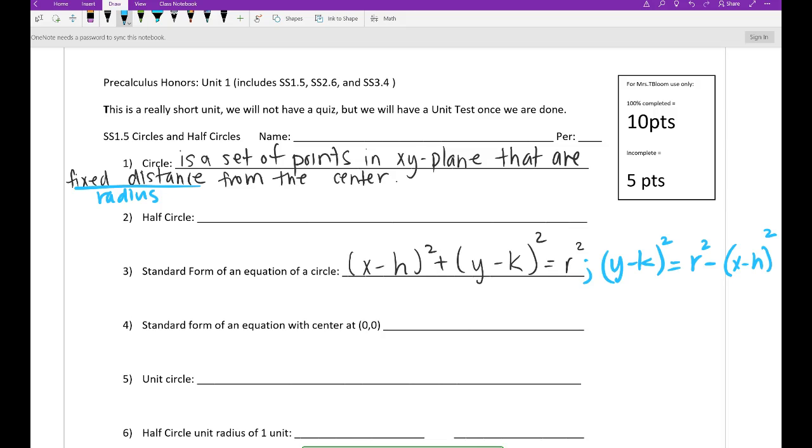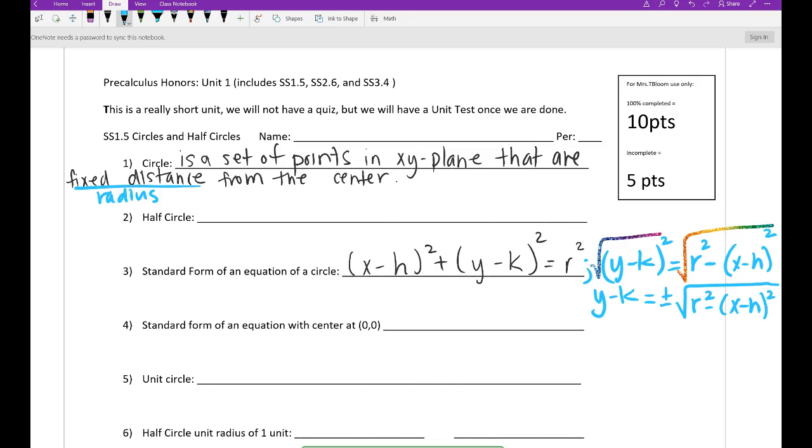Now I can do roots, right? When I take the square root of both sides, I currently have y minus k equals, what happened when I take the square root to both sides? Plus or minus, very good. Okay, big radical. We don't need to FOIL these out. We're just going to keep it like that.